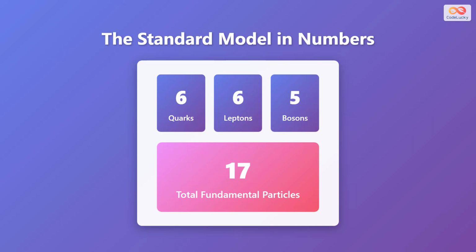Let's sum up what we've learned. The Standard Model describes 17 fundamental particles in total. We have 6 quarks that combine to form protons, neutrons, and other composite particles. We have 6 leptons, including electrons and neutrinos that exist independently. And we have 5 bosons, the force carriers that include the photon, 8 types of gluons, counted as one category, the W and Z bosons, and the Higgs boson. These 17 particles, following the rules of quantum mechanics and relativity, explain nearly everything we observe in the universe at the subatomic level.